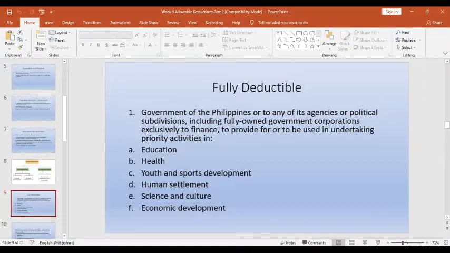First, if it is given to the government of the Philippines or any agency or political subdivision, including fully owned government corporations, exclusively to finance, to provide or to be used in undertaking priority activities. Let's say a taxpayer can donate a parcel of land to the government of the Philippines that can be used for education, health, youth and sports development, human settlement, science and culture, and economic development. So that will be fully deductible.